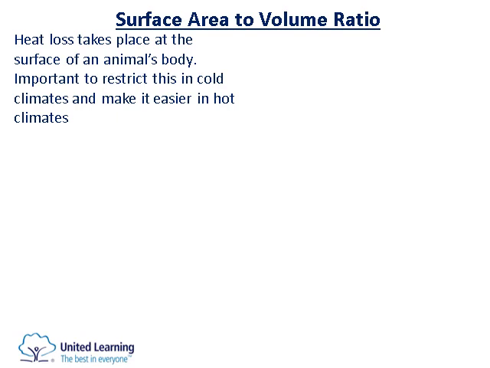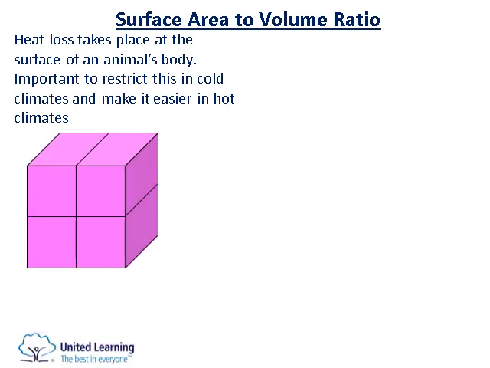Going into more detail about our surface area to volume ratio, because this probably is the hardest bit about this topic. So, heat loss takes place at the surface of an animal's body. That's where you lose most of your heat. So, in a cold climate, it's important to restrict heat loss. And then on the flip side, it needs to be made easier in hot climates.